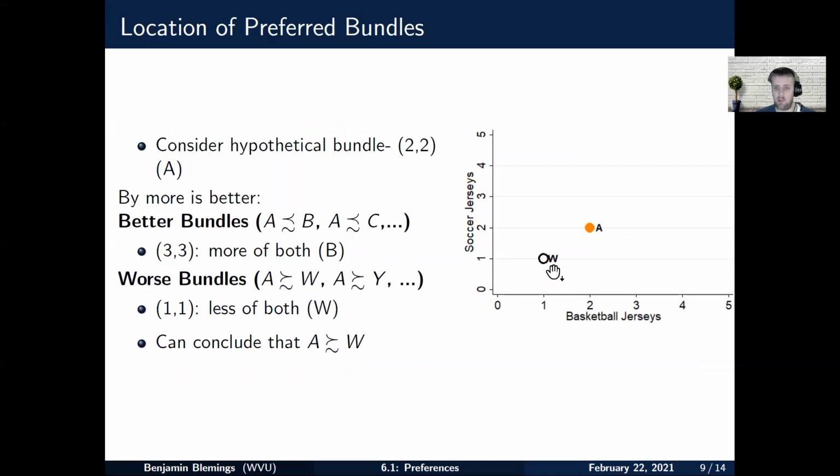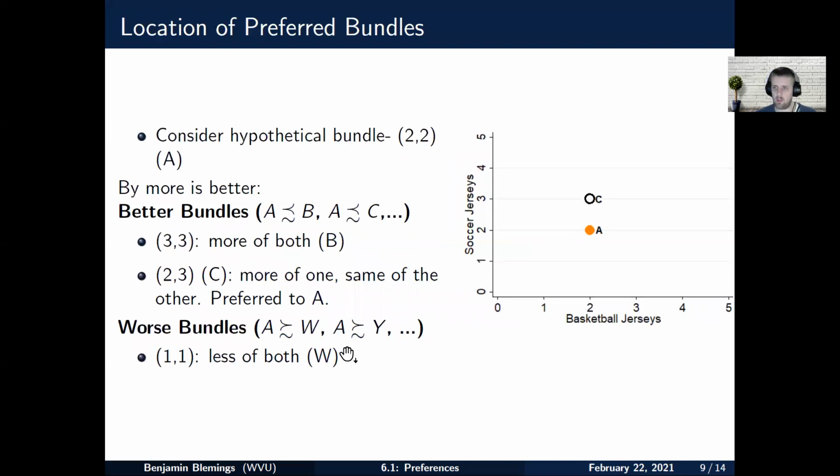So at point W, they have less soccer jerseys. They went from 2 soccer jerseys to 1 soccer jersey. And they have less basketball jerseys. They went from 2 basketball jerseys to 1 basketball jersey. And so we know that this person will weakly prefer A to W. So those two are kind of the most obvious cases. Now we need to look at point C.